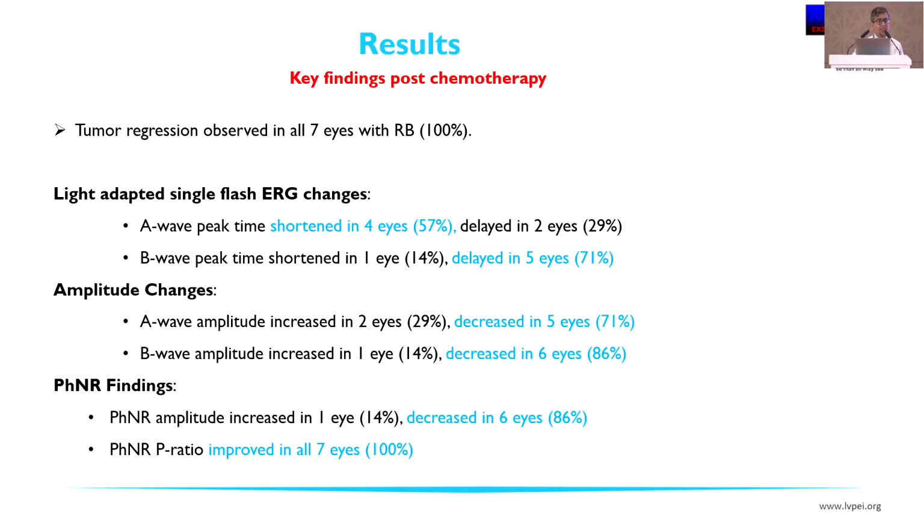In terms of ERG changes, the light adapted single flash ERG A wave was shortened in 4 eyes but delayed in 2 eyes, whereas the B wave was delayed in 5 eyes, which is close to around 2/3 of eyes. In terms of amplitude, both A and B wave were decreased in 5 and 6 eyes respectively. PHNR, this is a very important finding we could see. This is a specific macular function test which is usually seen with these handheld ERG machines, and this was decreased in 6 eyes, close to around 86 to 90% of patients.